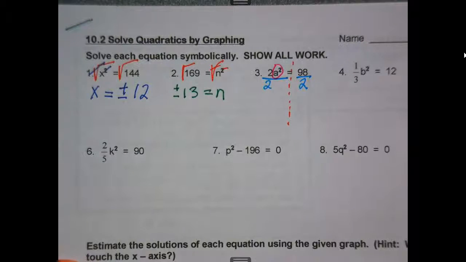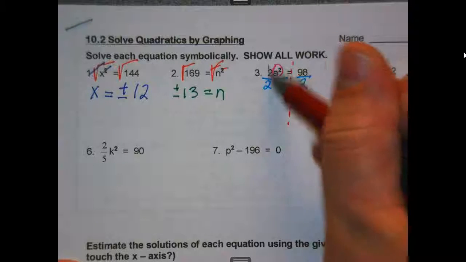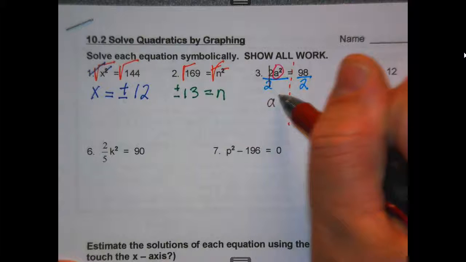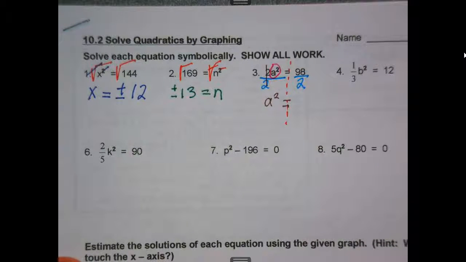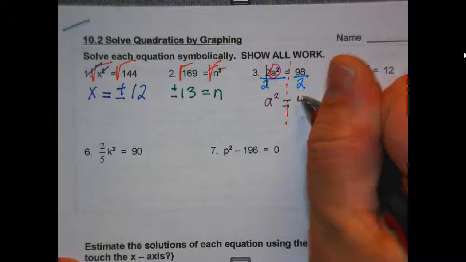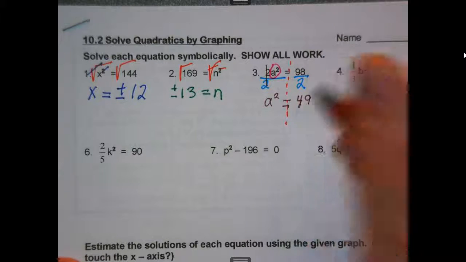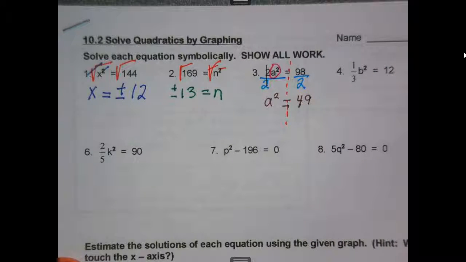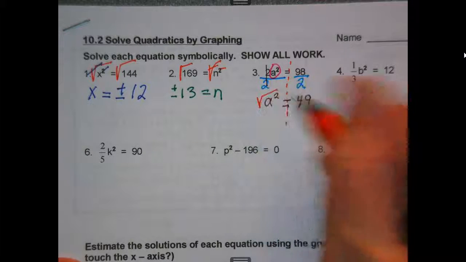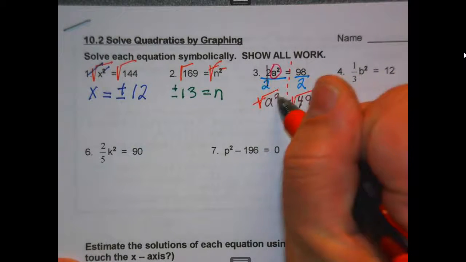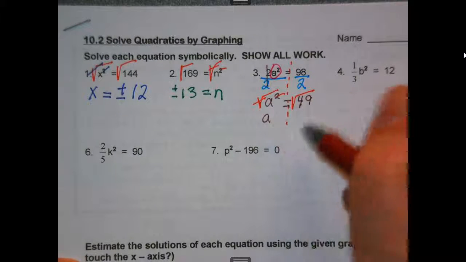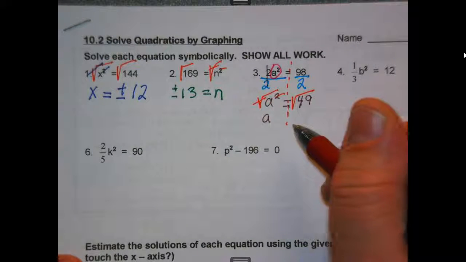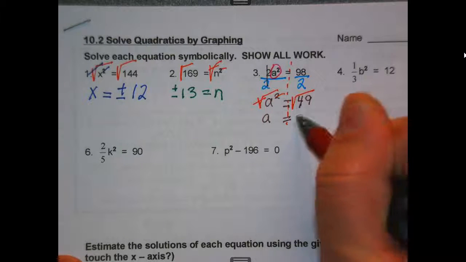Okay, the 2's cancel. I get a squared equals 98 divided by 2. 49. Now I can take the square root of both sides. So a is going to equal square root of 49, plus or minus 7.